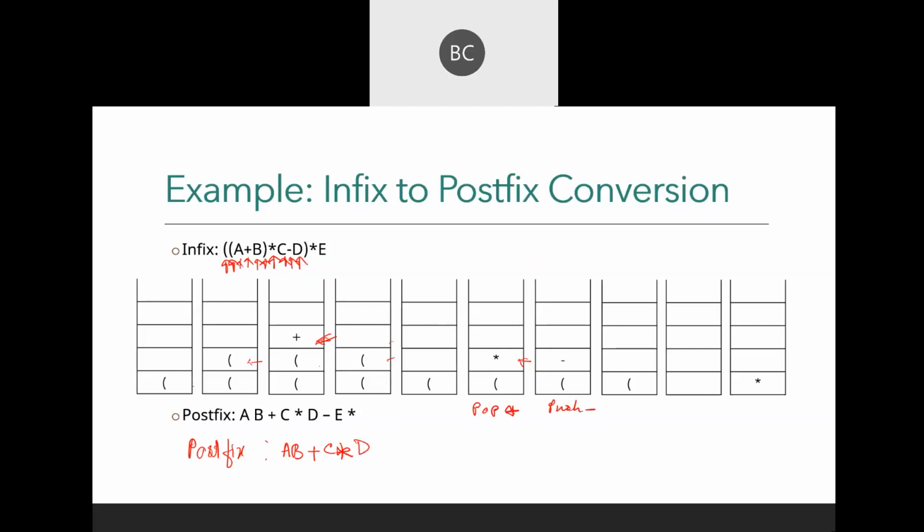Then you have D, write D here. Next you have a right parenthesis, so you will pop out everything again. That means you have to pop minus and print it here. Next you have star, so push star here. Next you have E, write E here. Now everything is done. The leftover symbol is star, so you pop star and write it here. That's all.